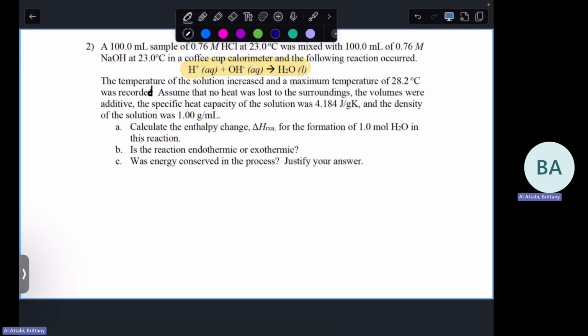Assume no heat was lost to the surroundings because it's insulated. The volumes were additive, and the specific heat capacity of the solution was 4.184. The density of the solution was 1 gram per milliliter. So this is just saying we have the same specific heat as regular water.